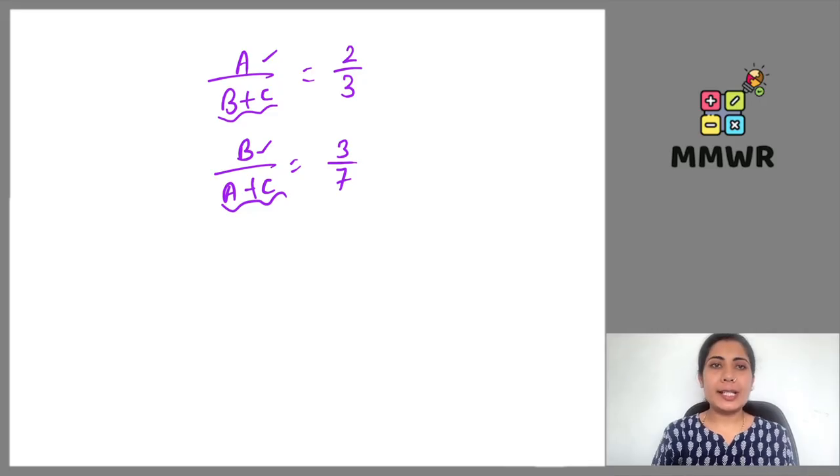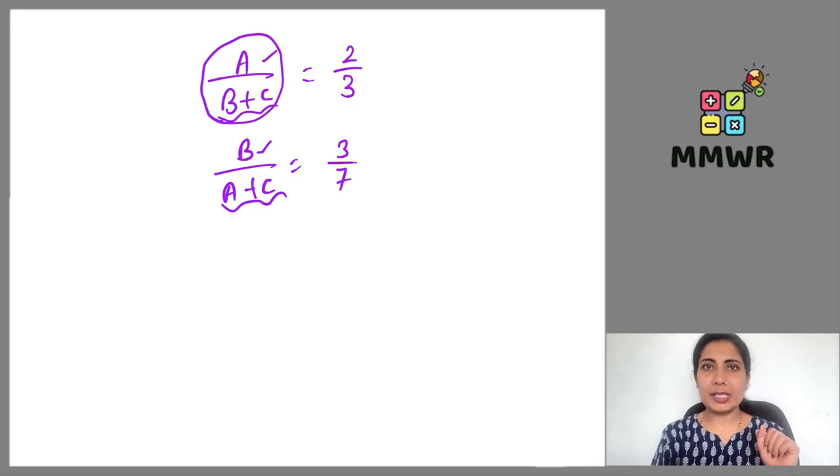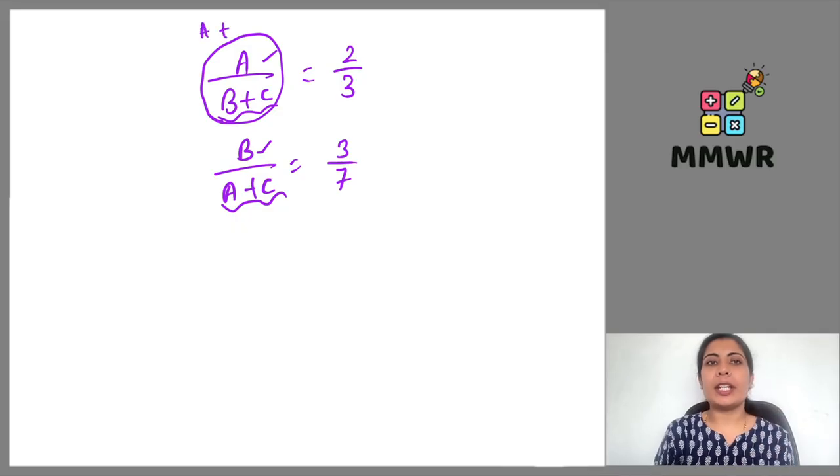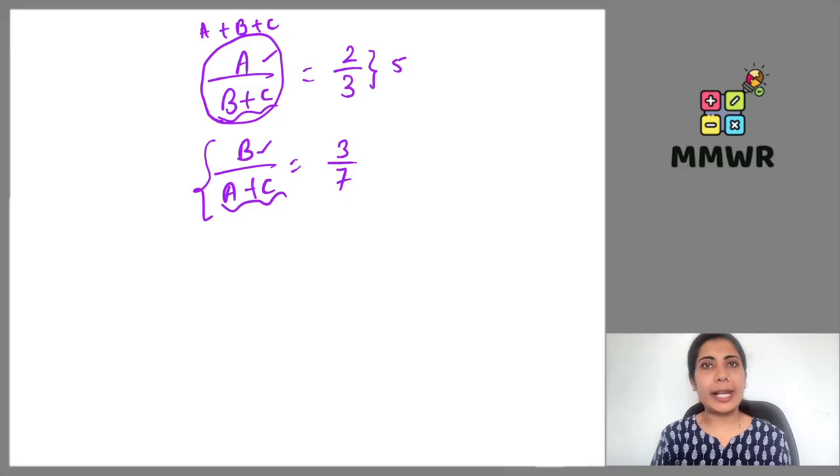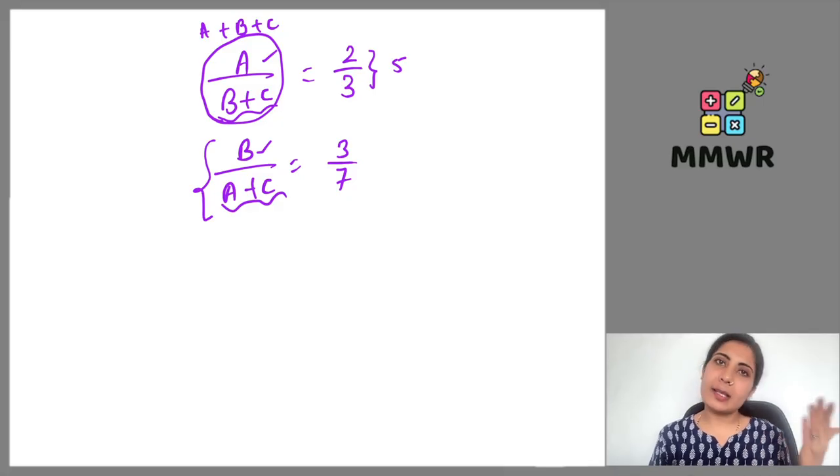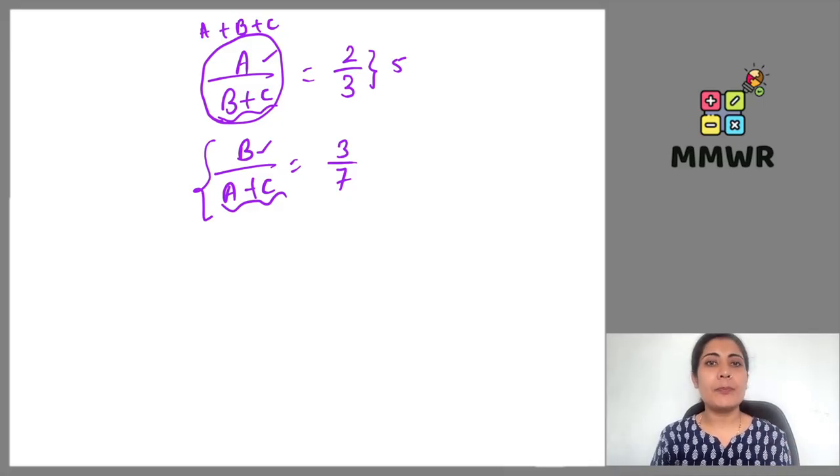But the target is, on the left side also, if we take the sum of the ratio, that means numerator plus denominator. If I add these numerator and denominator, this gives me the value for A plus B plus C. So the sum is going to be 5, 3 plus 2 is 5. Here also B plus A plus C, the sequence does not matter while adding. So it is again A plus B plus C. Here what sum are we getting? 3 plus 7 is 10.